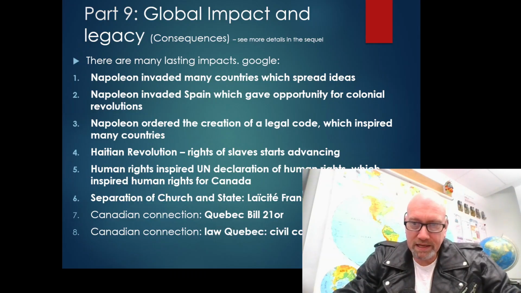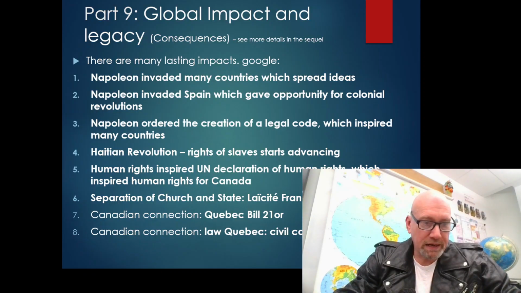It's a complicated and controversial term, and a Canadian connection to this term would be to Google Bill 21, where this value of laïcité, the separation of church and state, can sometimes be a problem, where some people argue its implementation will trample on the rights of minorities.